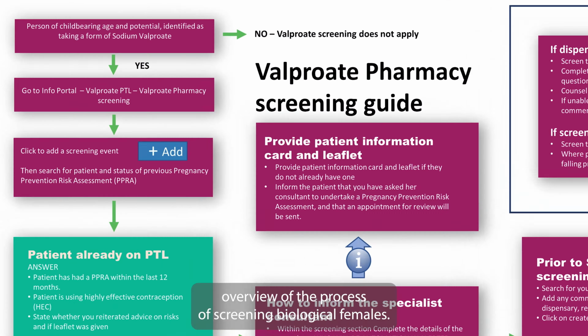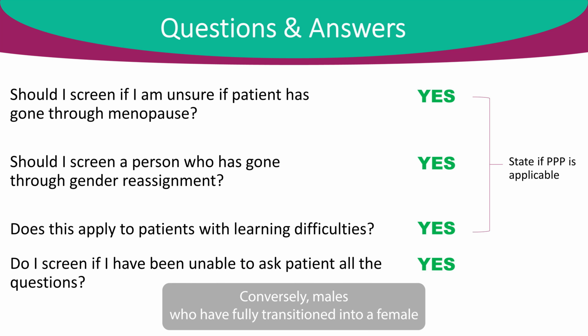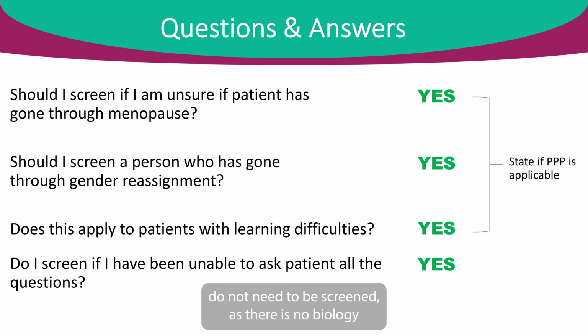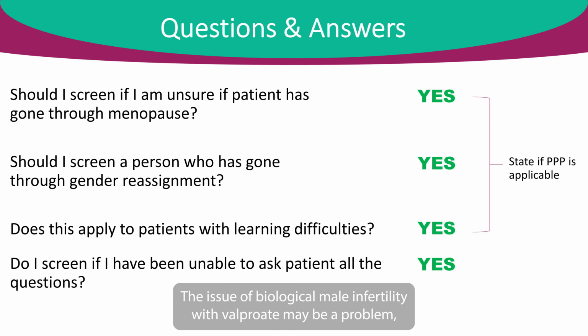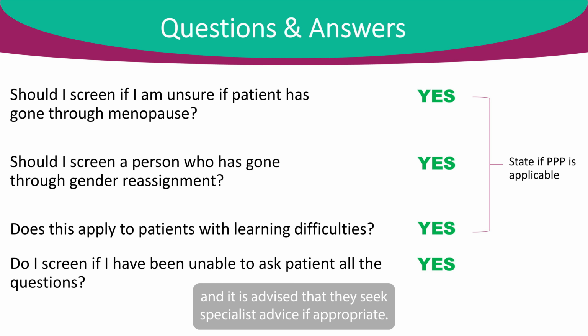The second question is whether screening should be undertaken for those who have gone through gender reassignment. The policy refers to the dangers in pregnancy, so biological females who are still able to conceive should be screened, even though they may now identify as male. Conversely, males who have fully transitioned into a female do not need to be screened, as there is no biology that enables pregnancy in that person. The issue of biological male infertility with valproate may be a problem, and it is advised that they seek specialist advice if appropriate.